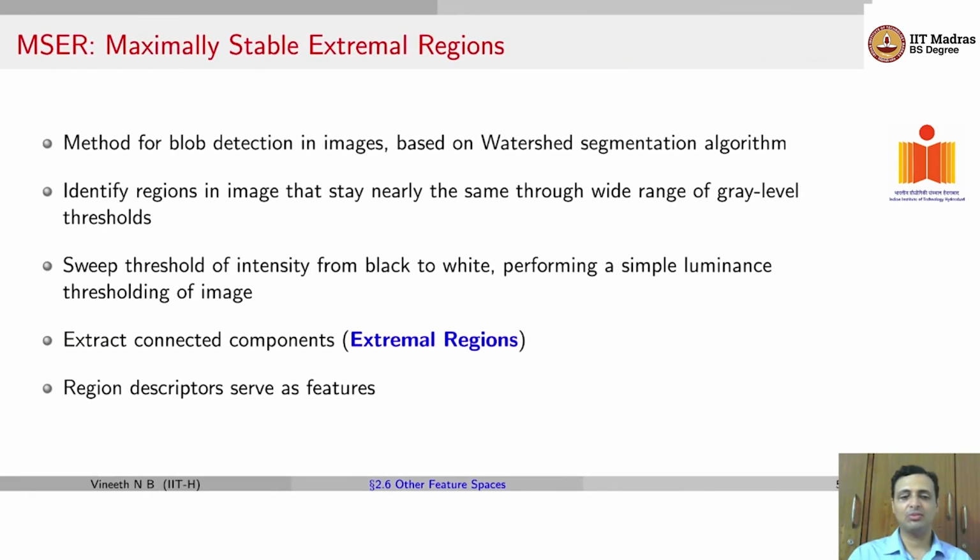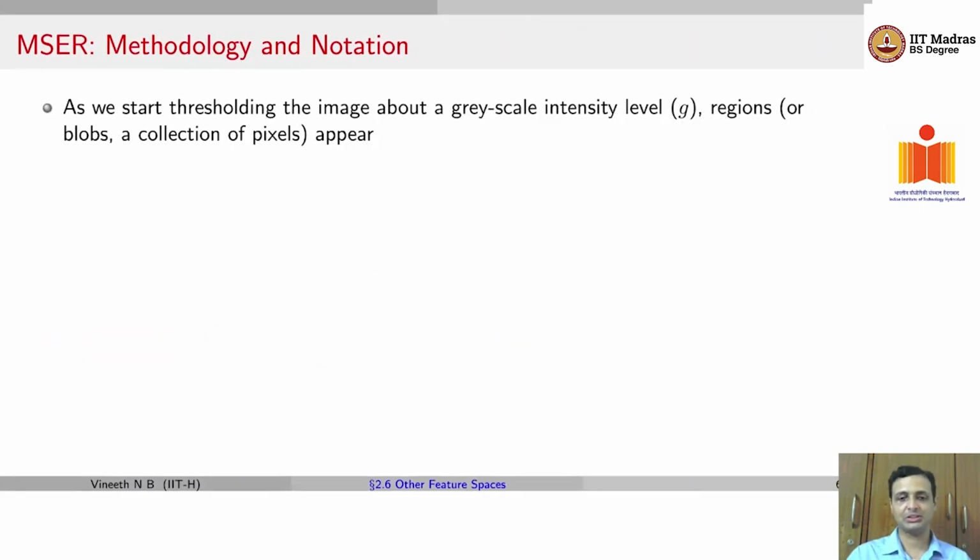Let's try to describe this. So you would ideally sweep the threshold of an intensity going from white to black or black to white, and in each step you're simply thresholding based on that particular intensity value. So if you have an intensity of 75, everything above that is white and everything below that is black, a simple thresholding operation. Then you extract connected components within that thresholded image, and the final region descriptors serve as the features. Let's see this more clearly with some illustrations.